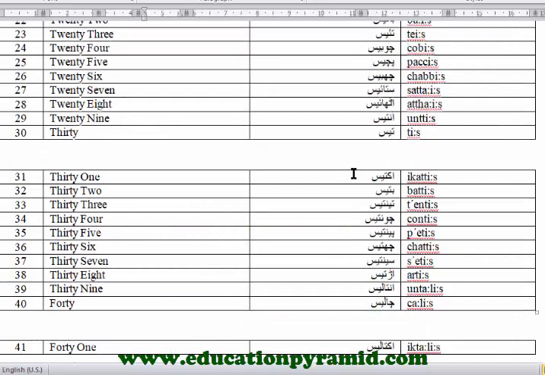31, 31, 32, 33, 34, 35, 36, 37, 38, 39, and 40.